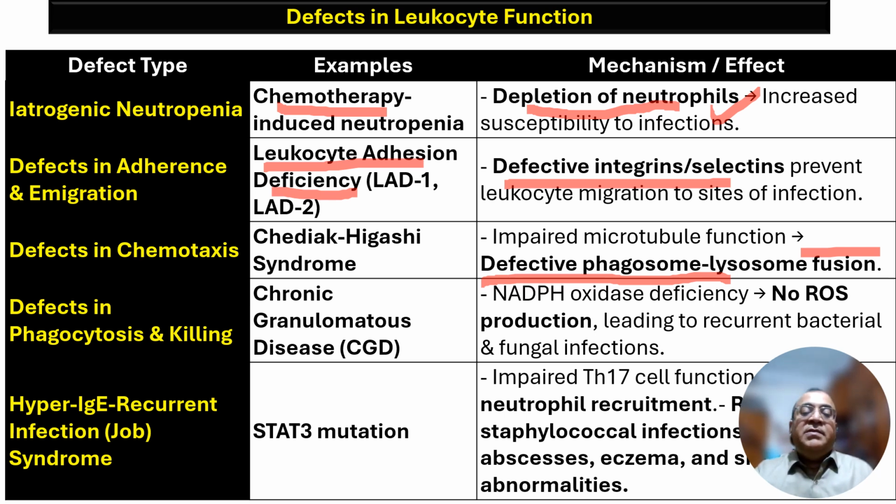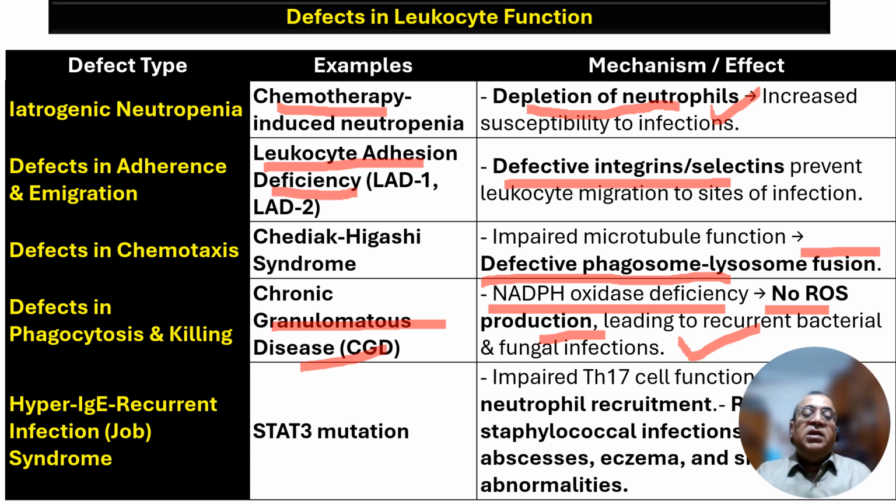The defects in phagocytosis and killing. The example is chronic granulomatous disease, and it is the result of deficiency of NADPH oxidase. So no reactive oxygen species is produced, and this will lead to recurrent bacterial and fungal infection.